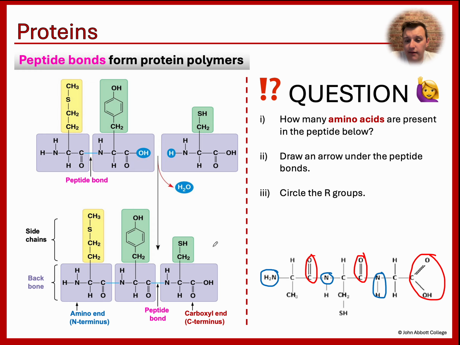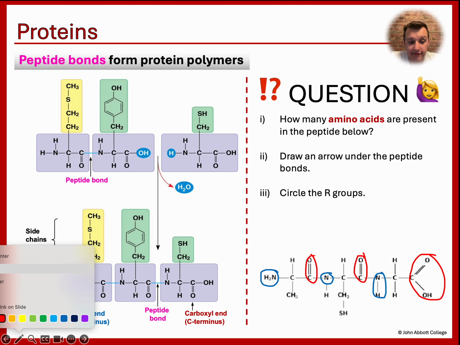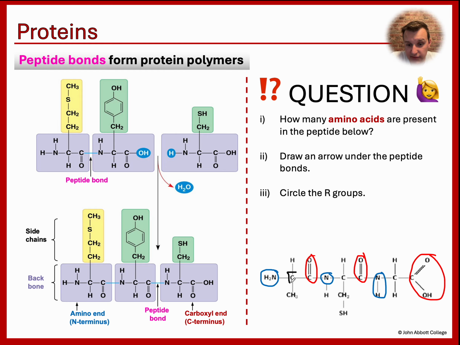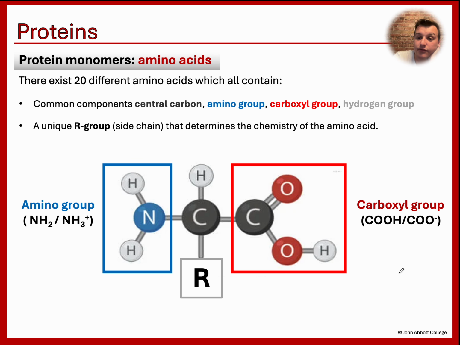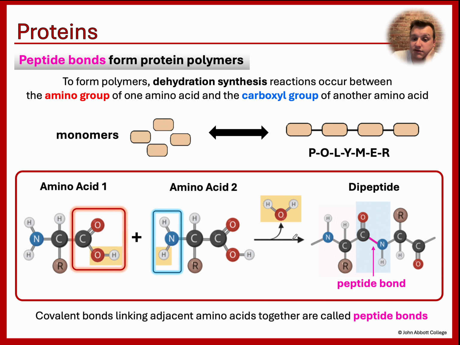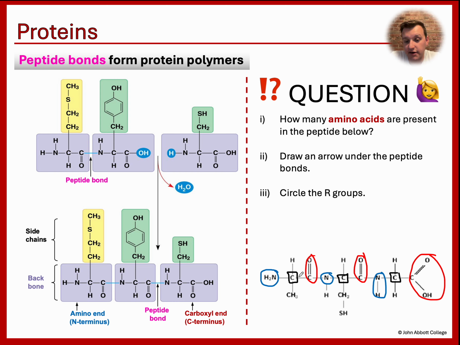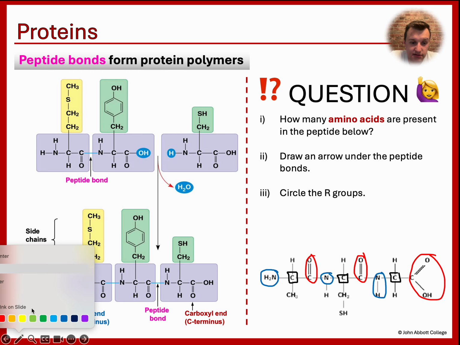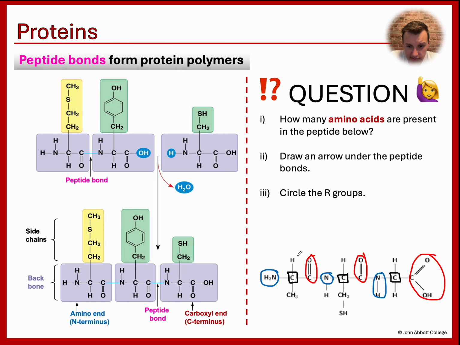So I now want to go in and find my central carbons, right? This is my central carbon, this is my central carbon, and this is my central carbon. Remember, the central carbon is always sandwiched between an amino group and a carboxyl group. So over here: central carbon, amino, carboxyl. Central carbon, amino, carboxyl. And now I'm going to get my hydrogens, right? Remember, all of them have these hydrogens.